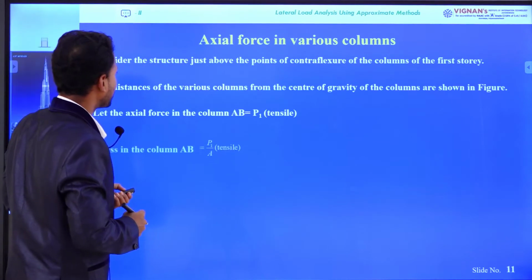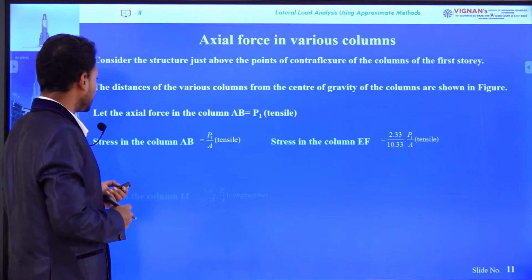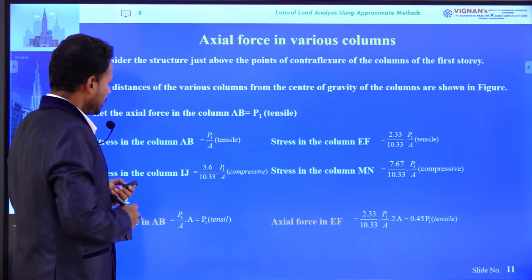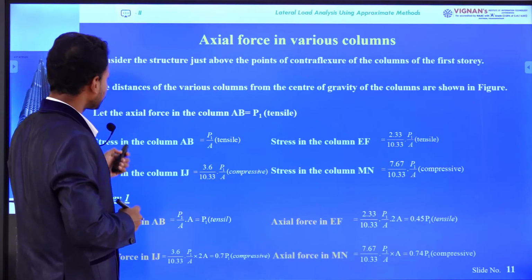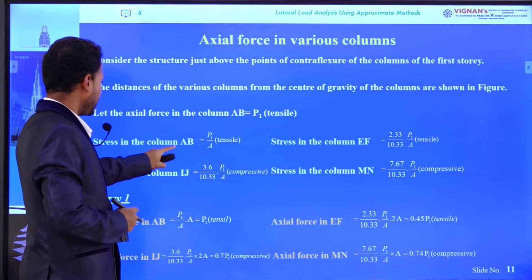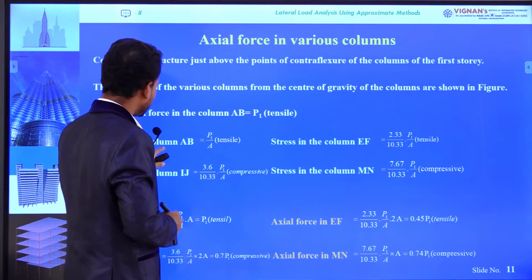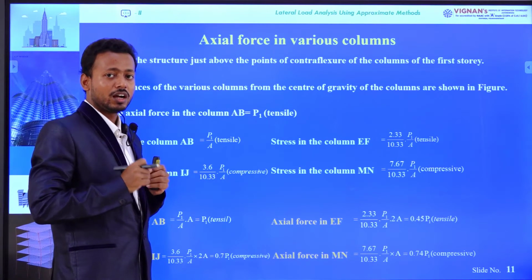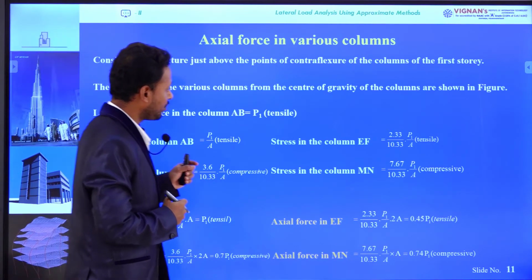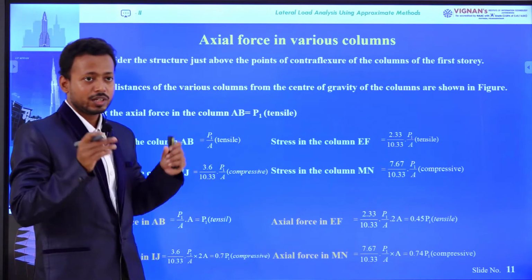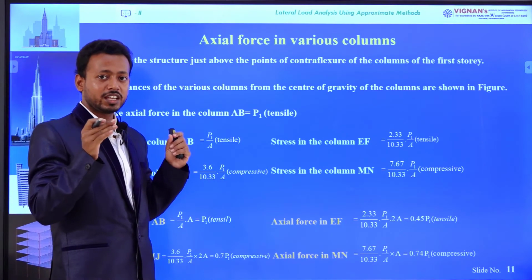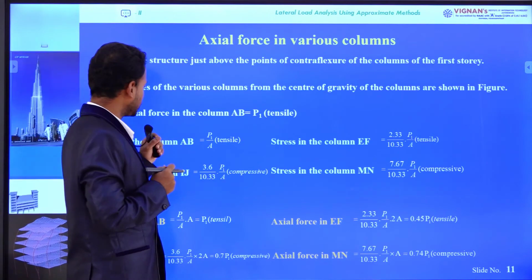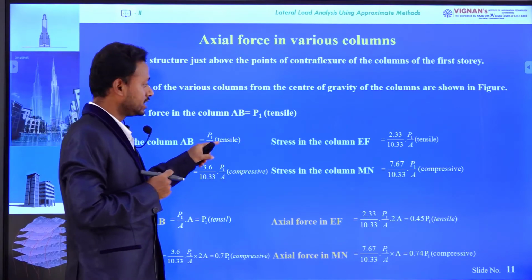So we will calculate the axial forces in the columns, okay? Stress in column AB. What is the stress in column AB? Stress means P by A. So the first column, that is AB column, in AB column the force acting is P1 and the cross sectional area is A. So the stress will be P1 by A, that is tensile.